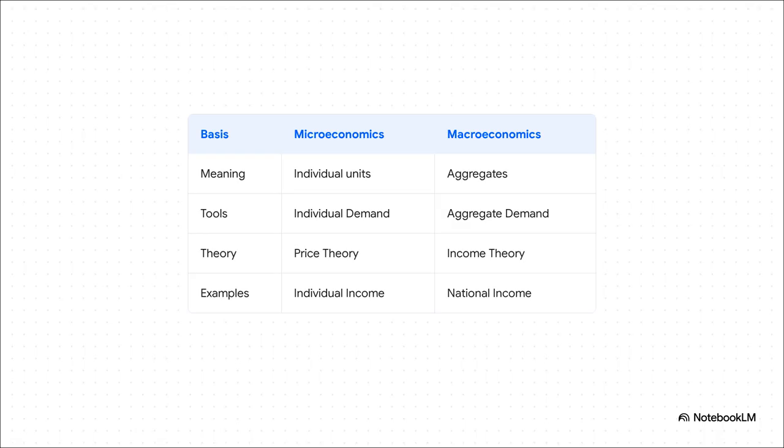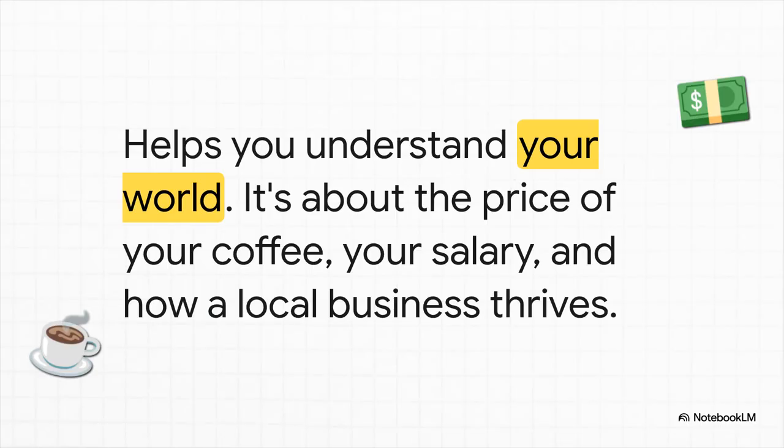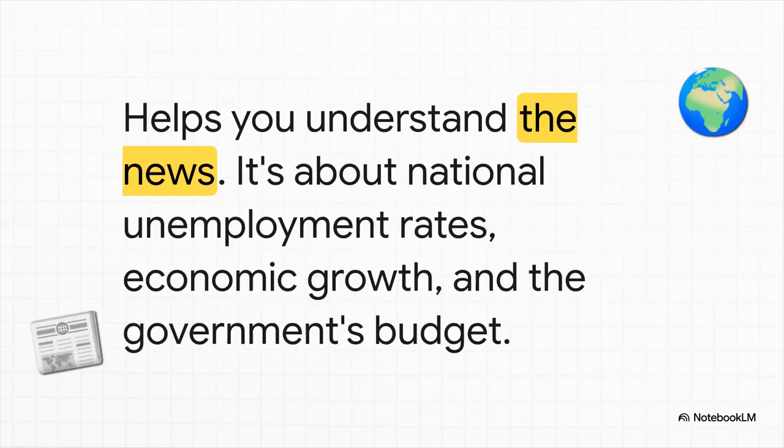See the difference? Okay, so this is all great theory, but let's get to the bottom line. Why does any of this matter to you? I mean, how do these two lenses actually help you make sense of your own life and what's going on in the world? Well, microeconomics, that's your personal life. It explains the world immediately around you. It's the why behind things like your rent being so darn high. It's how your boss decided what to pay you. It's the reason that little coffee shop on the corner can afford to stay open. Micro is the economics of your day-to-day.